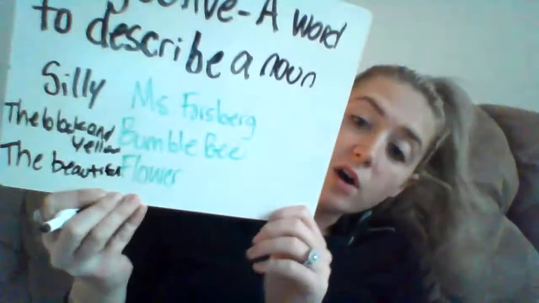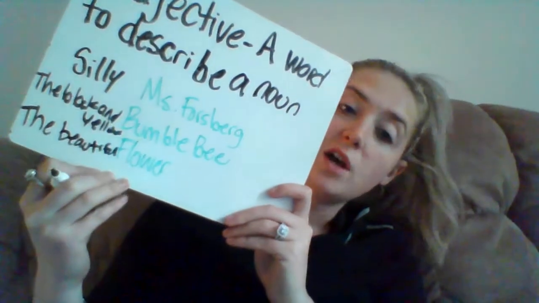So now we have gone over a couple of adjectives. What I want you to do is take the nouns that you wrote in your journal before, either the proper nouns or just the regular nouns that you wrote down, and I want you to put an adjective in front of those nouns. Describe how the nouns are. You could say something like happy Miss Forsberg, silly Miss Forsberg. You could use a color to describe. You could use it was beautiful.